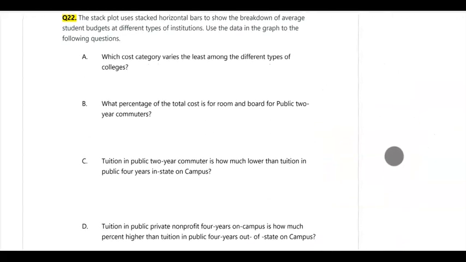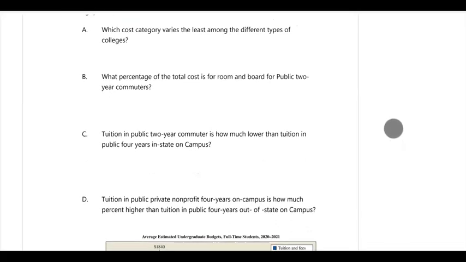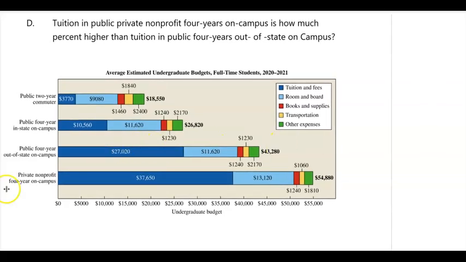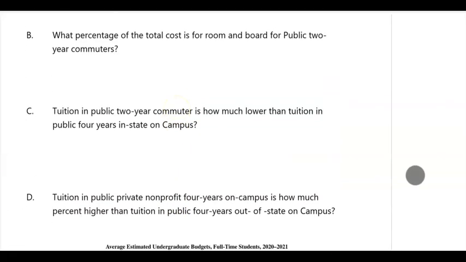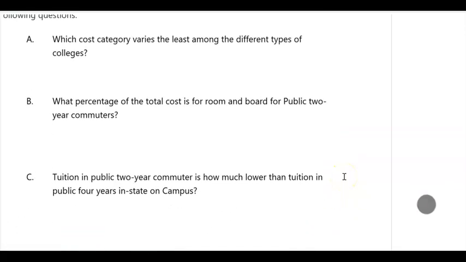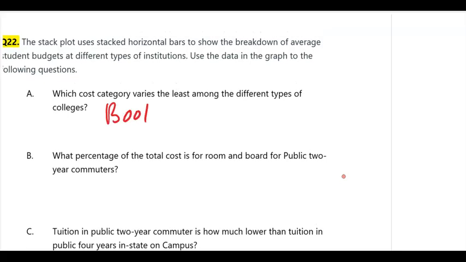First question is, which category varies the least among the different types of colleges? Here tuition varies a lot, and room and board also vary a lot. Compared to these, the red one looks like it's pretty much the same. So I should say book and supplies varies least. The answer to this question is book and supplies.